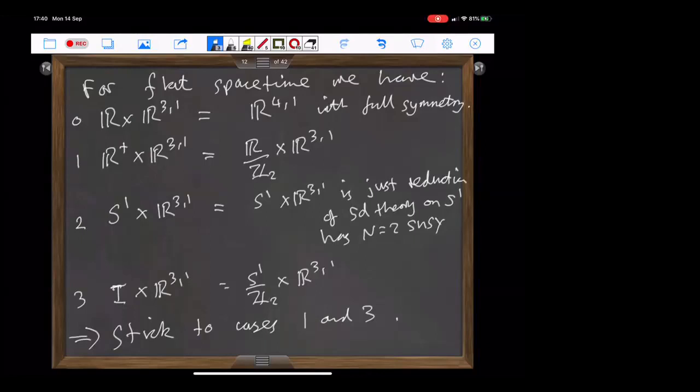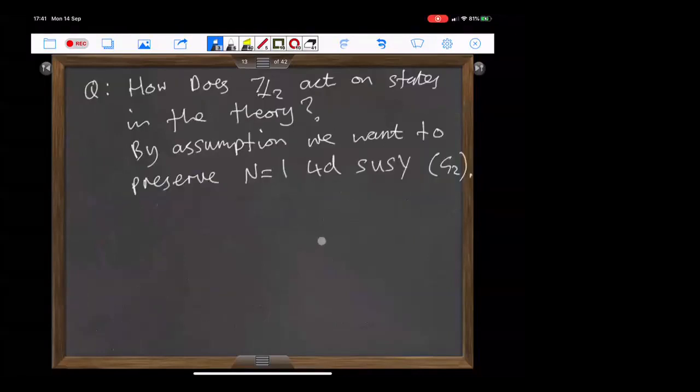So R mod Z2, where the Z2 takes the coordinate Y in the 5th dimension and sends it to minus itself. Similarly, case 3, the line segment: we take the coordinate Y and send it to minus itself, and then view the line segment as S1 mod this orientation reversing symmetry. And those are the cases that we will think about.